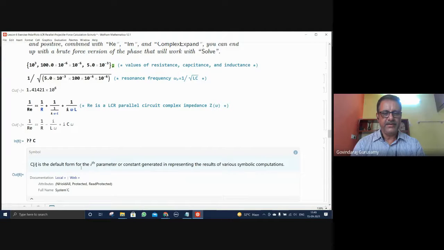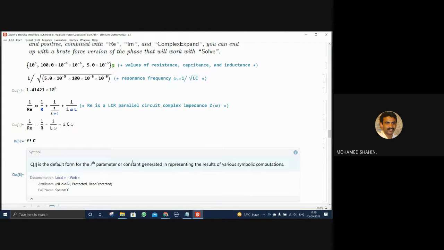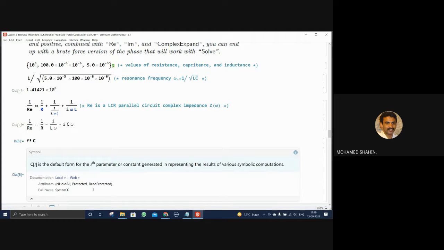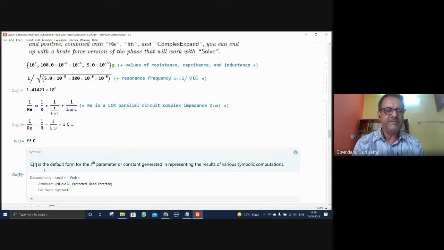C is by default meant for some other purpose. Is it the velocity of light? No, C is not the velocity of light. This is meant for when you solve a differential equation and you have a constant. The constant of integration, the constant from solving the differential equation: C, C1, C2, C3, and so on. Therefore, that is reserved for mathematical code.